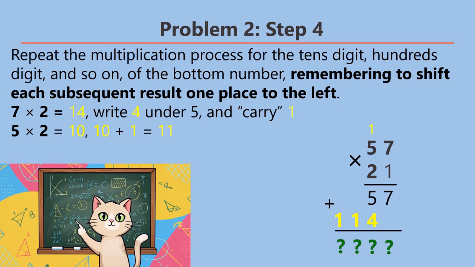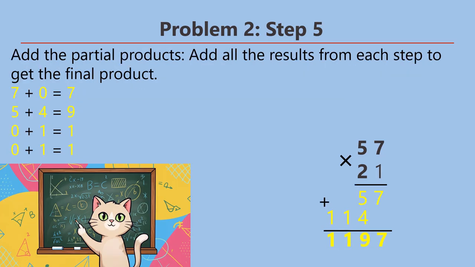Step 4. Repeat the multiplication process for the tens digit, hundreds digit, and so on, of the bottom number, remembering to shift each subsequent result one place to the left. 7 times 2 is equal to 14, write 4 under 5, and carry 1. 5 times 2 is equal to 10, 10 plus 1 is equal to 11.